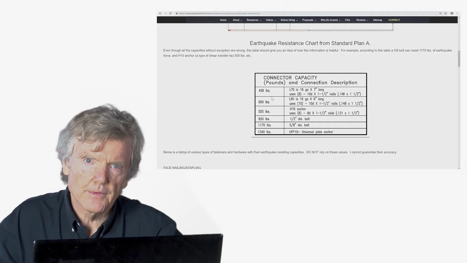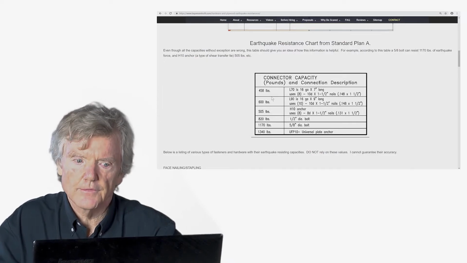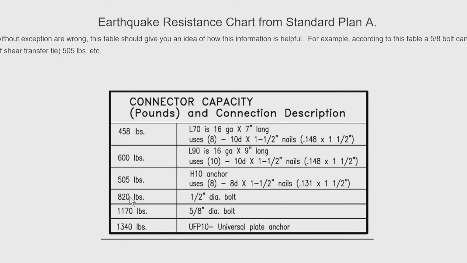So for example, if Standard Plan A said we need to resist for this house 10,000 pounds of force, we need probably about 12 bolts that can resist 820 pounds per piece, and probably 20 of these H10 hardwares. So we just want to make sure it resists the amount of force that it's supposed to resist. So just to give you an example of this, let's look at bolts.